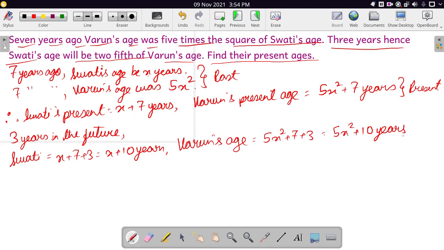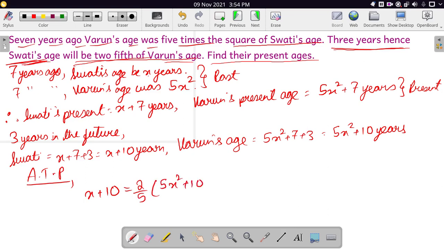Now it is given in the question, if you read it properly, that 3 years hence, Swati's age will be 2/5 of Varun's age. This is given in the second sentence of the question. So, according to the problem, x plus 10, which is Swati's age, will be equal to 2/5 of Varun's age. 2 by 5 of 5x square plus 10. Right? 3 years hence, this is the future.